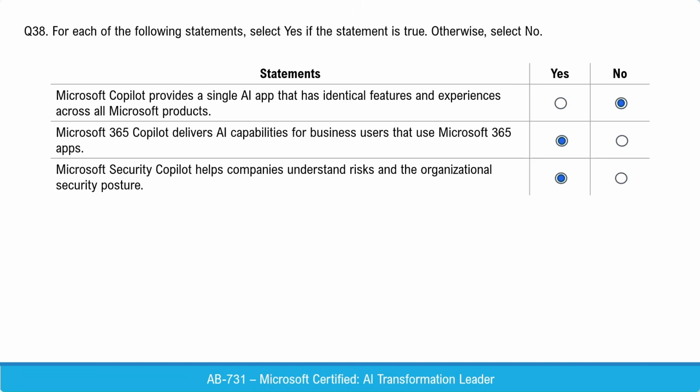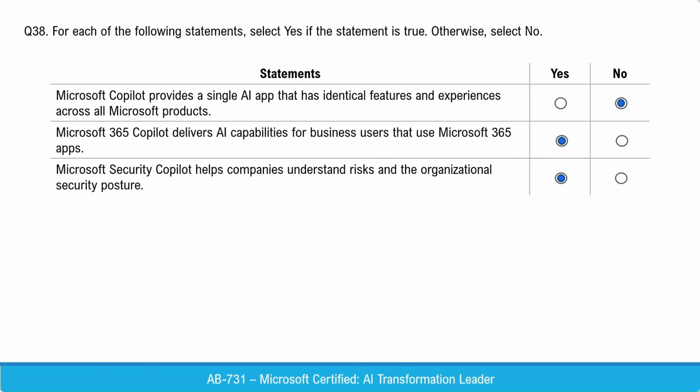Statement 2 says Copilot delivers AI capabilities for business users that use Microsoft 365 apps. This is correct. Copilot is built specifically for business users who use M365 applications. It helps with everyday tasks like drafting emails, creating documents, analyzing spreadsheets, and summarizing conversations. It uses organizational data to provide more relevant and contextual responses.